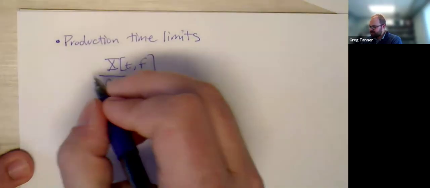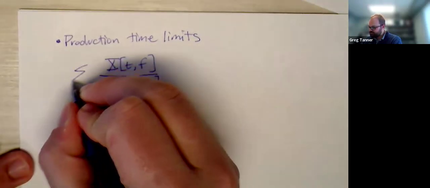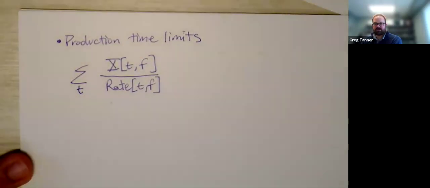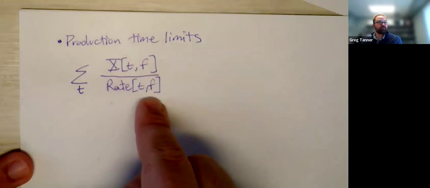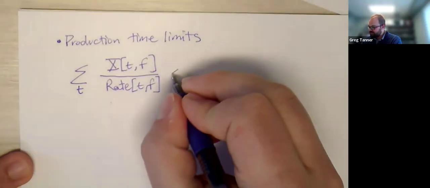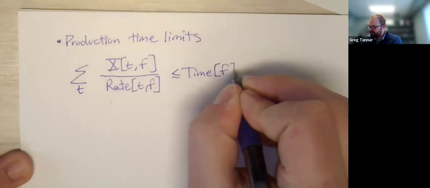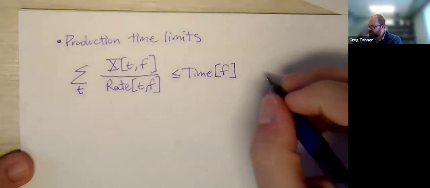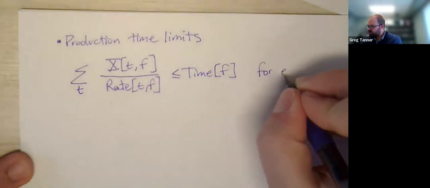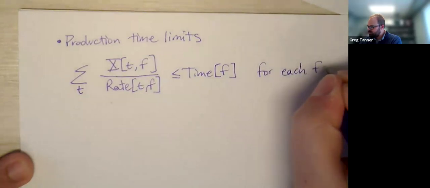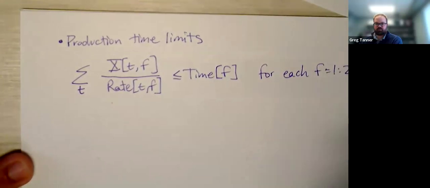And then I need to add that up. So I'm going to add up that for both the toys. I'm going to add for toy one plus the amount for toy two at a given factory F. And that has to be less than or equal to the time that's available at that factory F. And I'll get one of these constraints for each F equals 1 to 2.